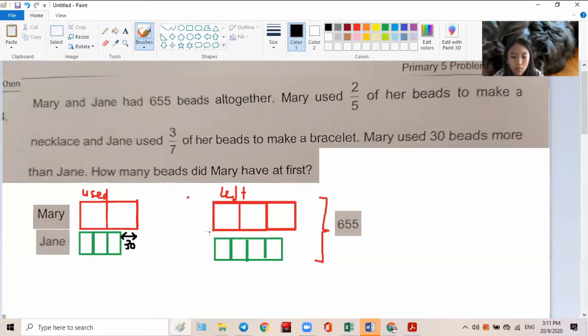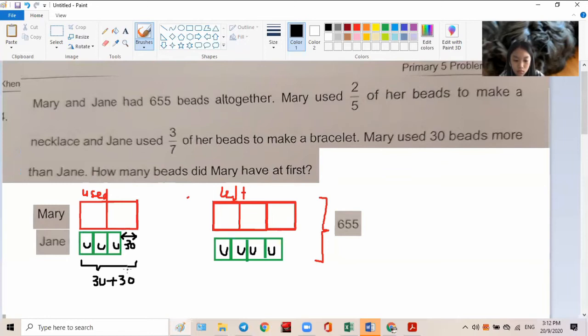Now, what can we do now? So you can see here, if this one is called a unit, this one is called a unit, this one is called a unit, all these are called units. If I call the small one a unit, okay? So you can see 2 boxes of Mary, 2 gigantic boxes, is like 3 unit plus 30, right? Can you see that?